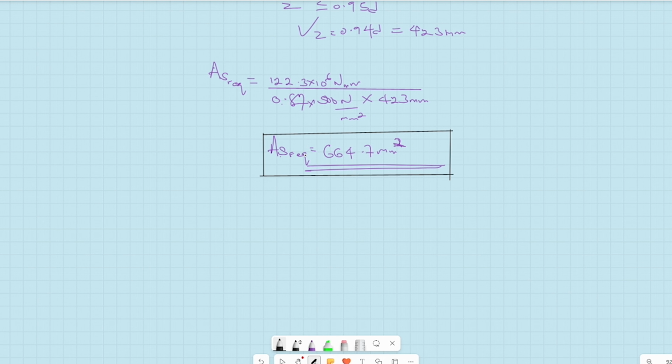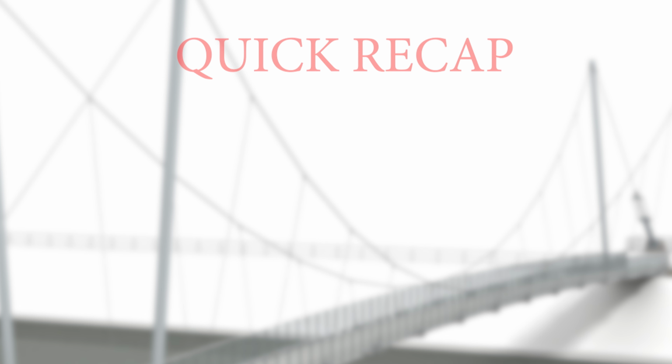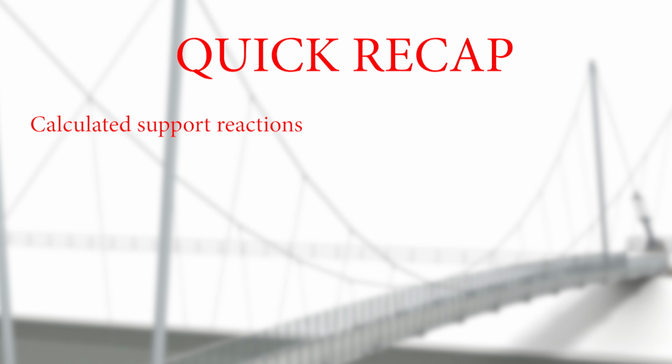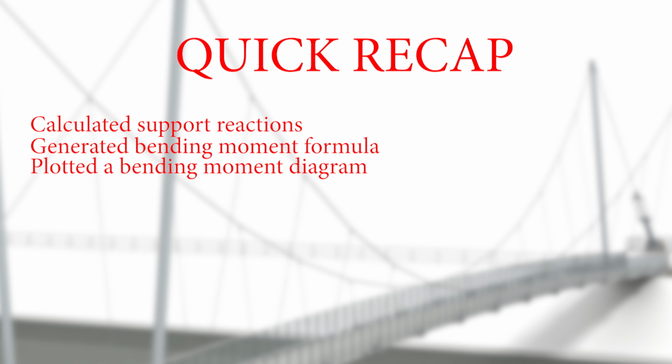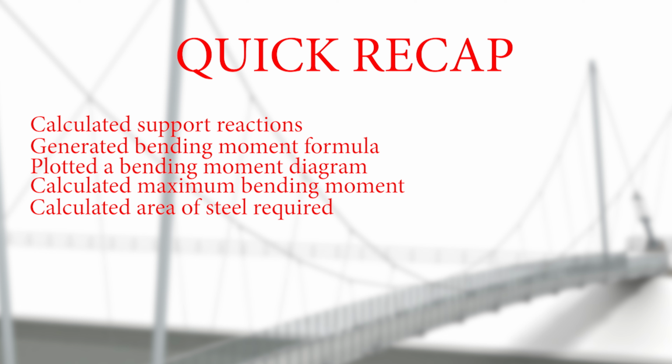And that brings us to the end of this tutorial. Let's quickly recap what we've done today. We started by analyzing the simply supported beam and calculated the support reactions. Then we took a section at a distance x from point A and derived the bending moment equation for the beam. After that, we substituted various values of x into the formula to find the bending moments at different points and used those values to plot a bending moment diagram. To determine the maximum bending moment, we differentiated the moment equation with respect to x, set the slope to 0, and solved for the critical position. We then plugged that x value back into the formula to calculate the maximum design moment. Finally, using that design moment, we estimated the required area of steel for the reinforcement.